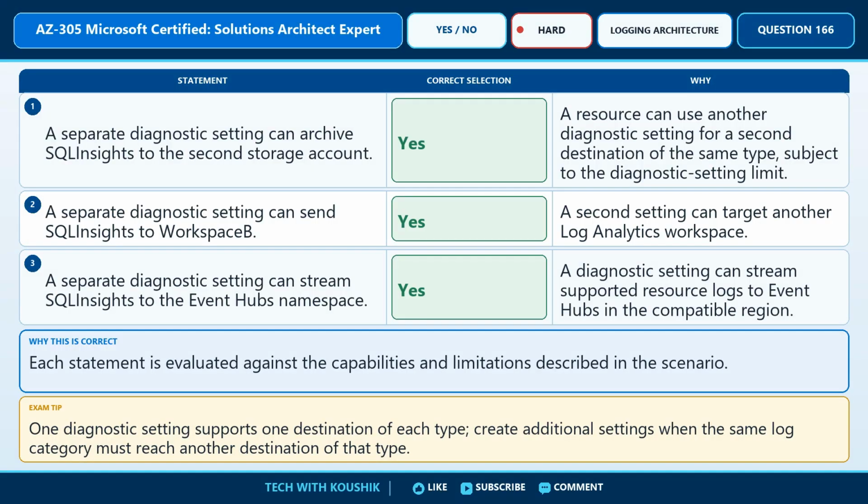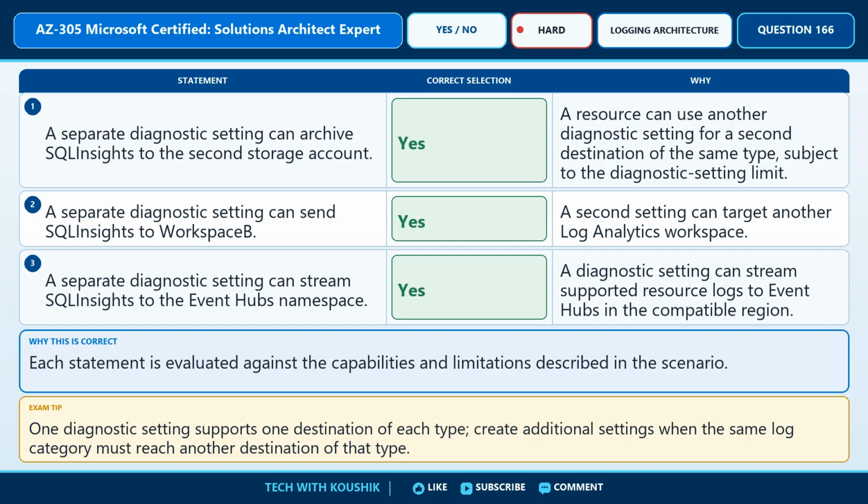The answer to Statement 1 is yes. A resource can use another diagnostic setting for a second destination of the same type, subject to the diagnostic setting limit. The answer to Statement 2 is yes. A second setting can target another Log Analytics workspace. The answer to Statement 3 is yes. A diagnostic setting can stream supported resource logs to Event Hubs in the compatible region.